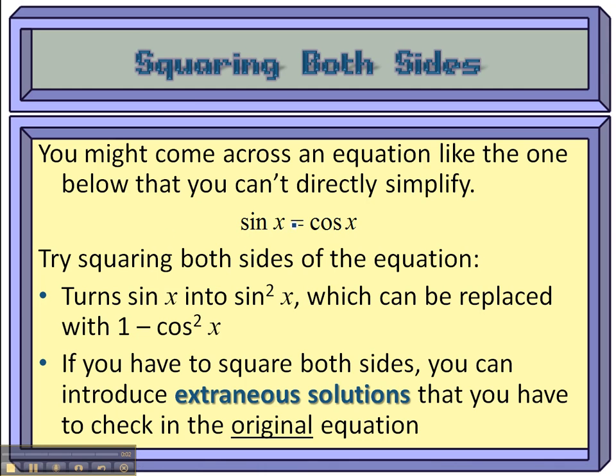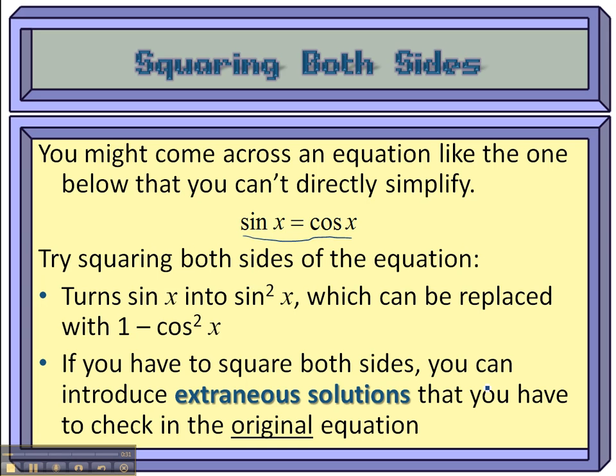Maybe you'll come across a problem like this in your book where you have sine x equals cosine x. They're just single powers. It's not like you can use a Pythagorean identity here. It's just a sine and a cosine. No other substitution seems to work, so what you might try to do is square both sides. Because if you square sine, now I turned sine into sine squared, now you can use a Pythagorean identity and switch it into cosine squared, or at least 1 minus cosine squared.